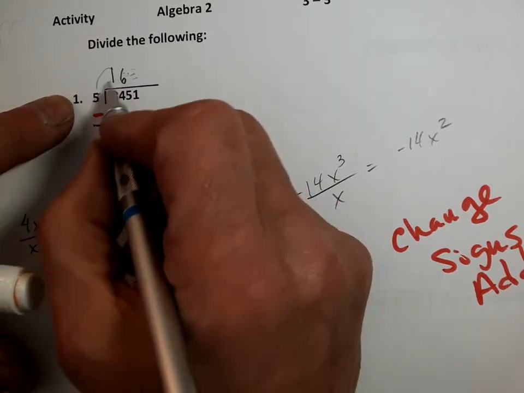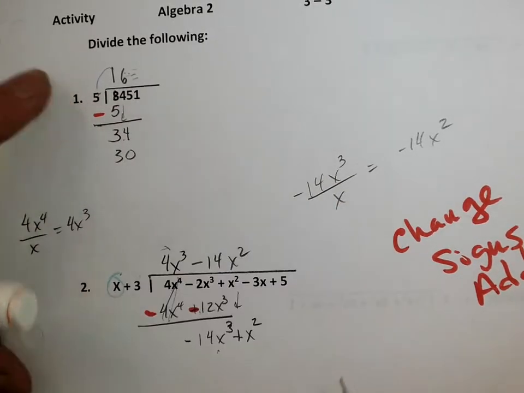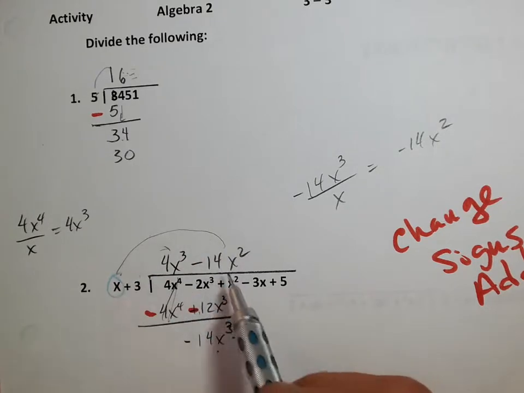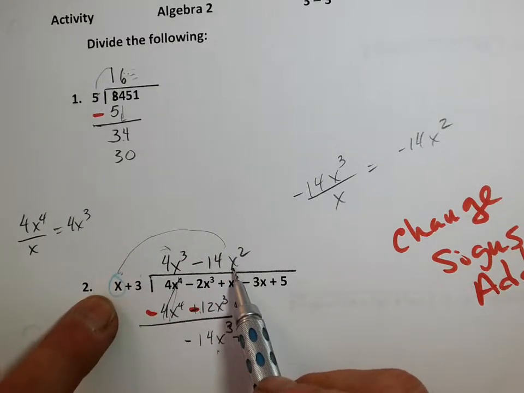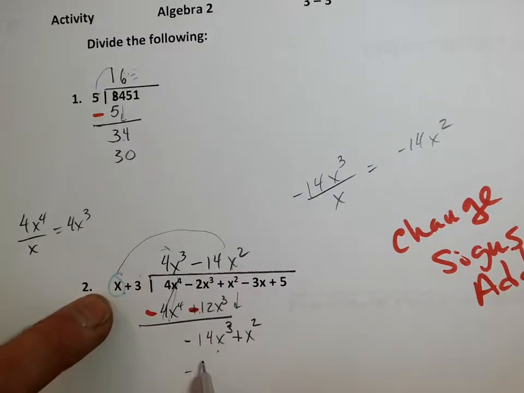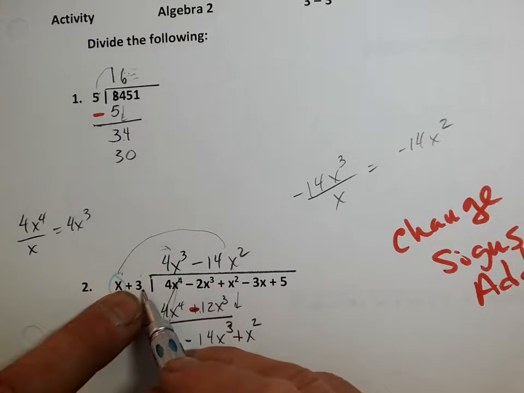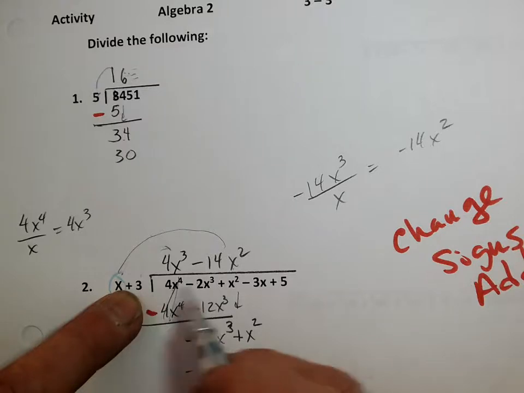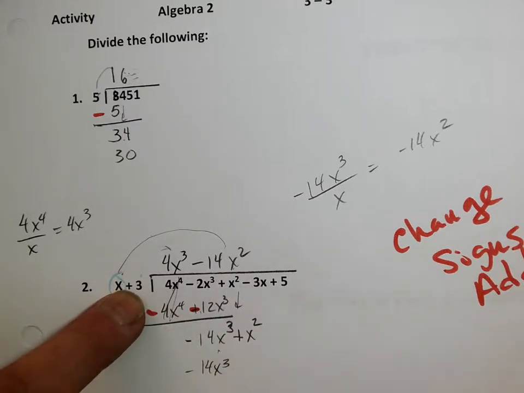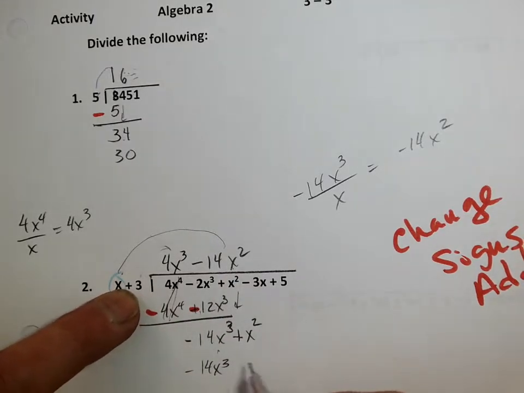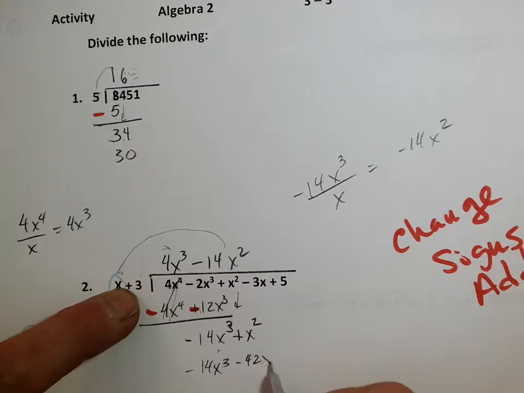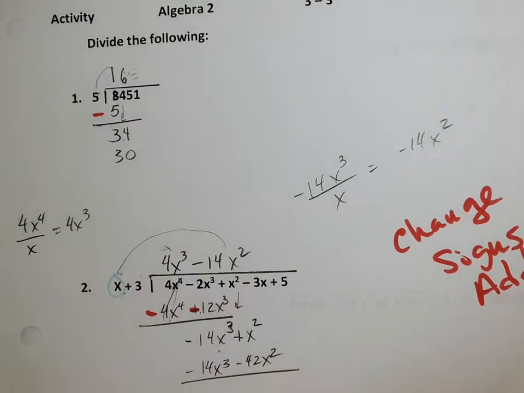5 times 6 is 30, right? I'm going to do the same process here. I'm going to go, okay, negative 14x squared times x is a negative 14x cubed, and a negative 14x squared times a 3. What's that? 42. Is that 42? It's got to be 42. Negative 42x squared, okay? We're doing the exact same thing as long division, okay?